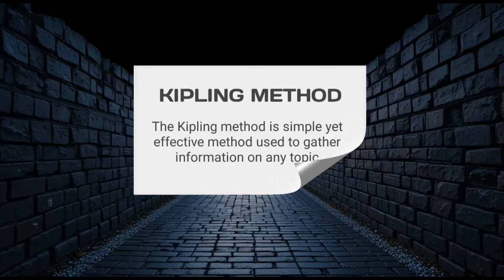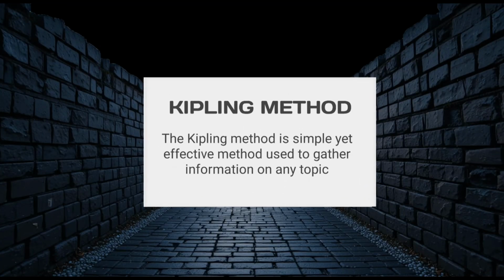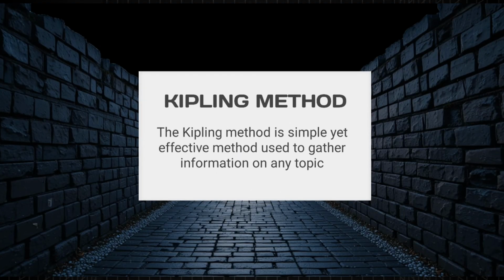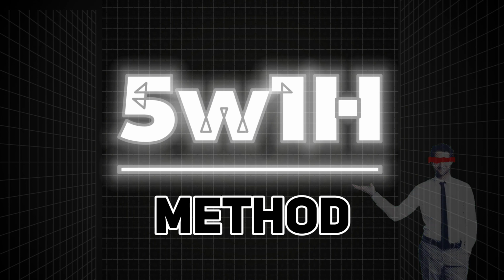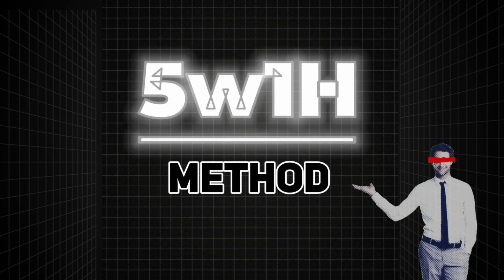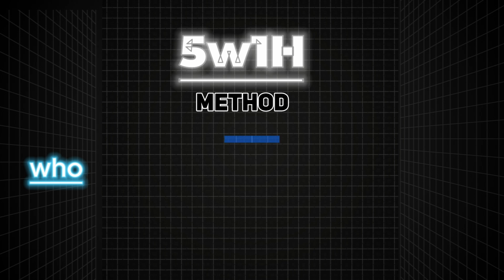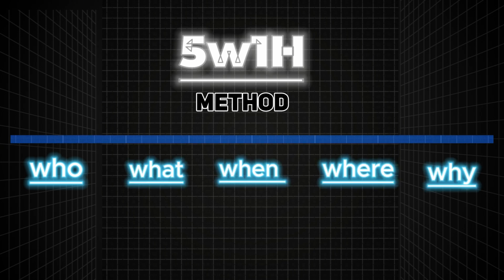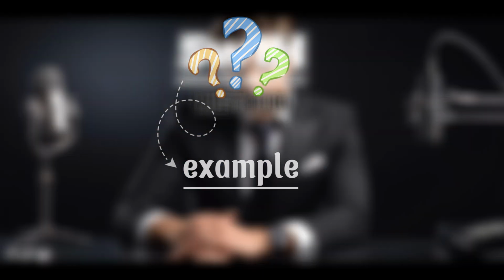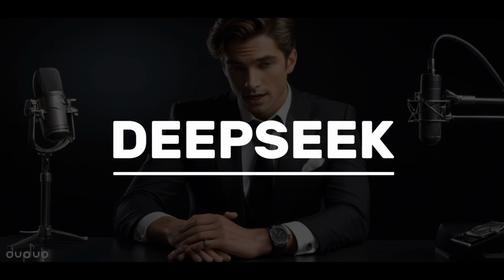What is that? The Kipling method is a simple yet effective technique used to gather information on any topic. It's also known as the 5 W's 1 H method because it revolves around 5 W's: who, what, when, where, why, and 1 H, how. Let me explain how this method works with an example. Suppose we're making a video on the topic DeepSeek. By applying the Kipling method, I can find all the relevant points for the video.